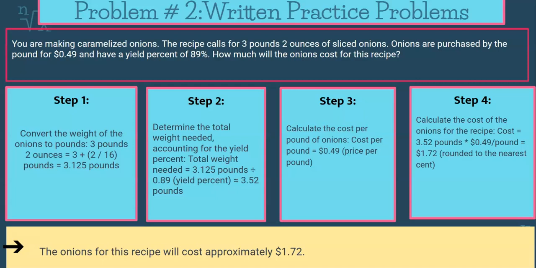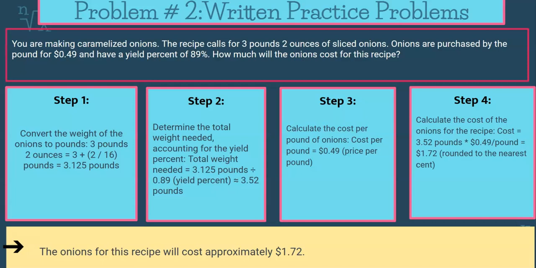So there are 16 ounces in a pound, which is why it's over 16. So 3 plus 2 divided by 16 pounds, which you are going to get 3.125 pounds total that you need. All you did there was put the 2 ounces into a decimal, so it was just in total how many pounds you need. It's easier for calculation.